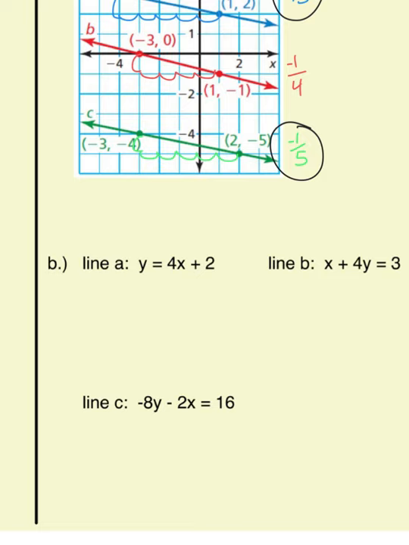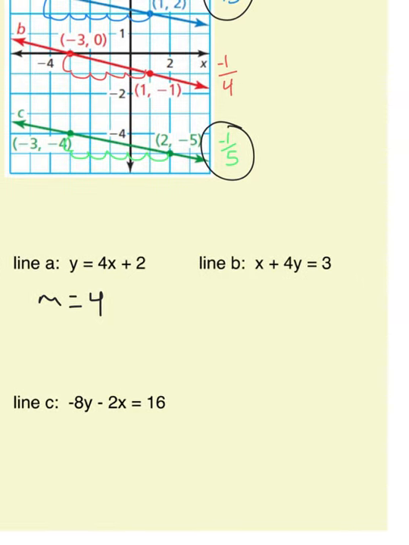All right, so now let's look at equations to see which lines are parallel. We can see the slope in the first one, line A. Slope is 4 because it's already in slope-intercept form for us. However, line B and line C, we're going to have to rearrange a little bit so that we can see the slope. So line B, I need to get y by itself. First, I'm going to subtract x from both sides. Cancels out on the left, so now I have 4y equals 3 minus x.